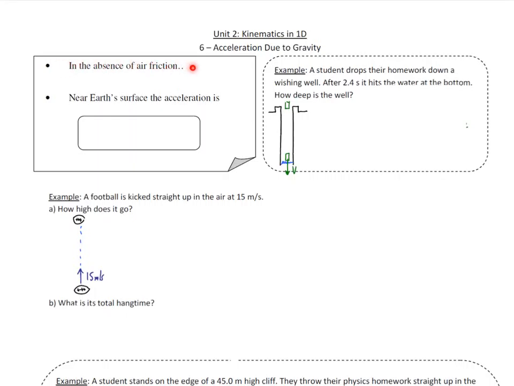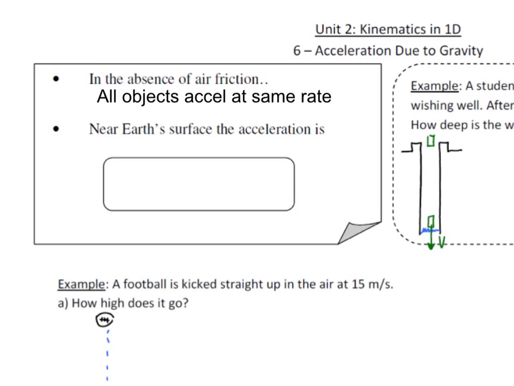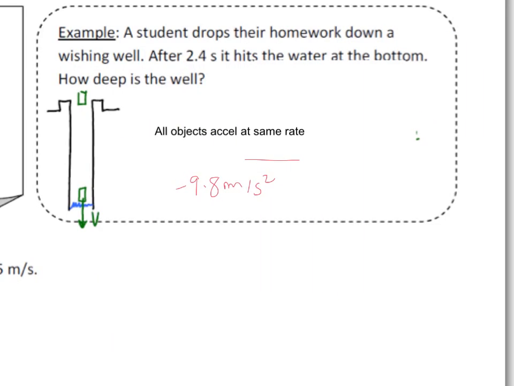Okay, so in the absence of air friction, all objects accelerate at the same rate. Near the Earth's surface, the acceleration is constant, negative 9.8 meters per second squared. Let's look at this example.